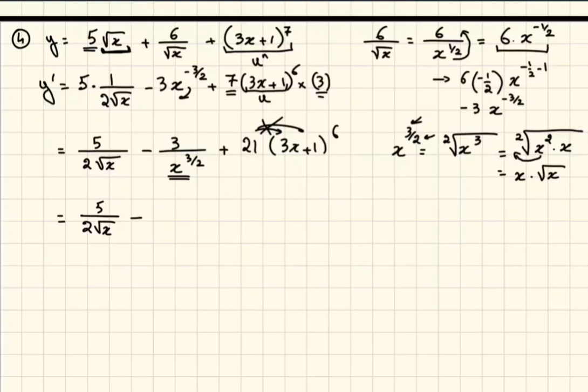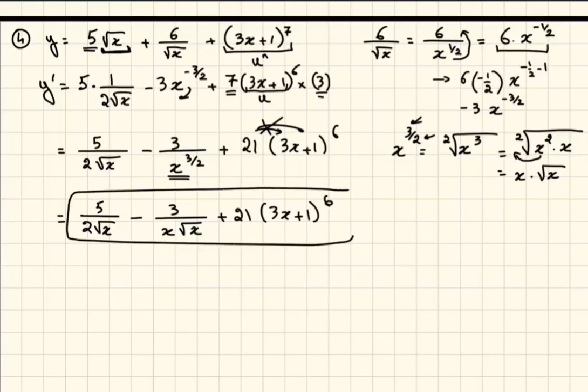So basically, this will become x radical x plus 21 (3x plus 1) exponent 6. This is your final answer, unless they tell you remove the radicals. You multiply up and down by radical x, and then you will get your final answer.